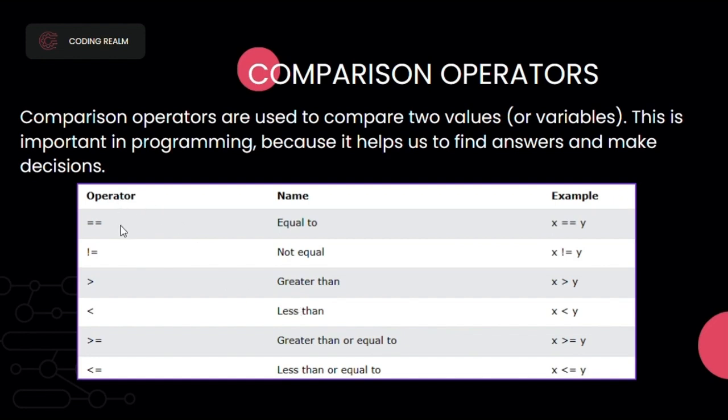Like equal equal: when I need to say, for example, x is equal to y, I write two equals, x equal equal y. Not equal means x is not equal to y. Greater than, for example x is greater than y. Less than, x is less than y. Greater than or equal to, or less than or equal to. And this is an example.